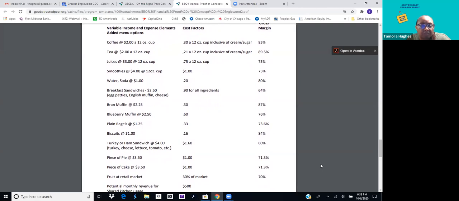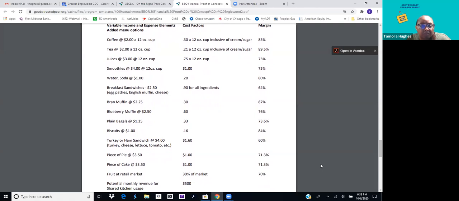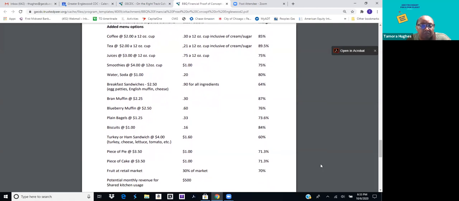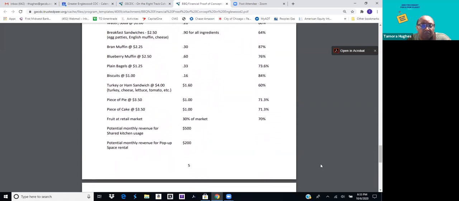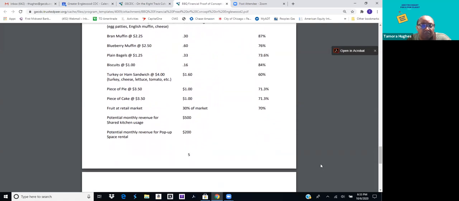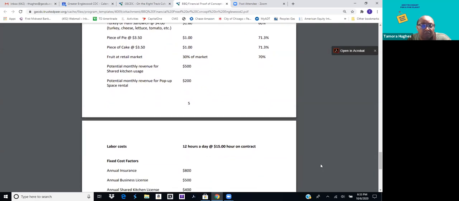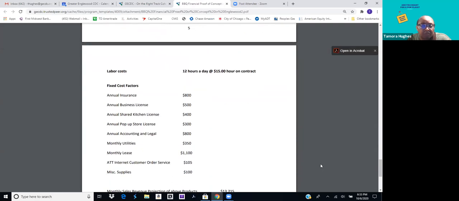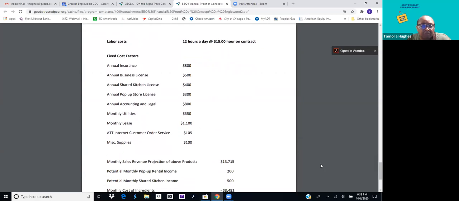Now there's other opportunities of income too. We talked about the shared kitchen revenue. It potentially might be $500 a month, and then the pop-up events that would be done on a seasonal basis. That's $200 a month on average. And then we're going to go to some of the other costs, labor costs. They'll need someone 12 hours a day.